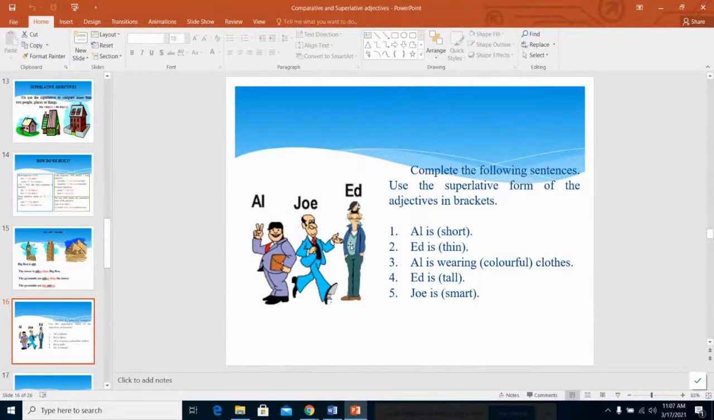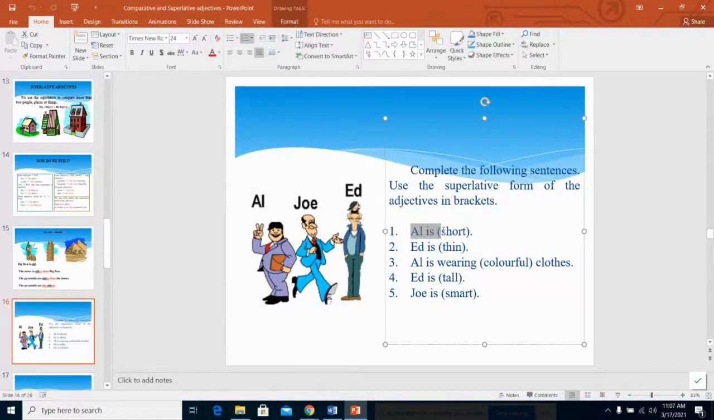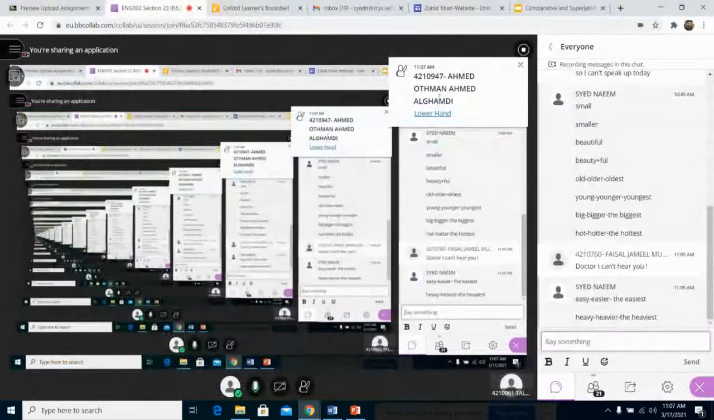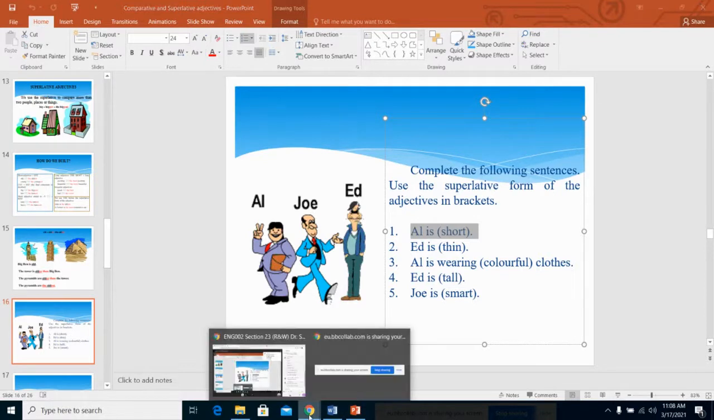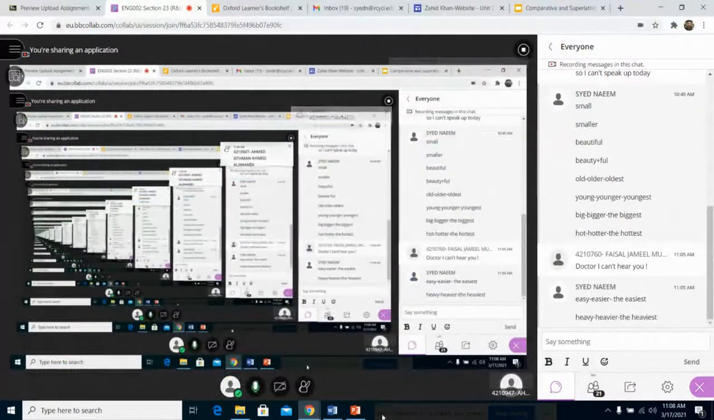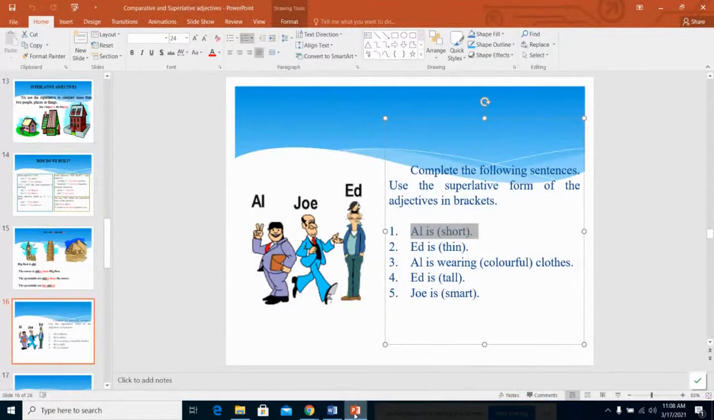Look at three persons. Al, Joe, and Ed. Now, please, I need your help to complete the sentence. Yes, boys. Al is what? Yes, Ahmed. Al is the shortest. Al is the shortest. Excellent. Can someone compare Al with Joe? Yes, again, Ahmed. Okay, go ahead. Al is shorter than Joe. Very good.